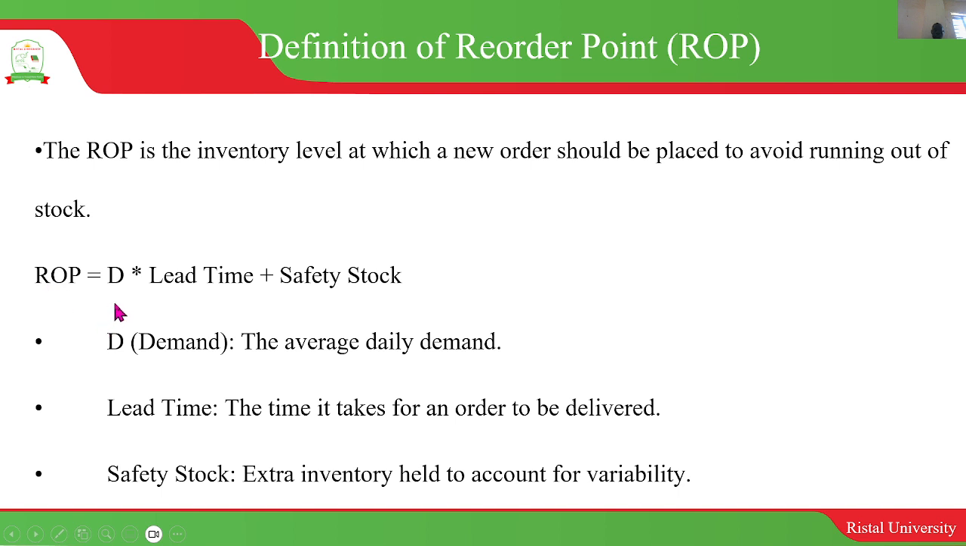So the ROP is calculated by the formula D times lead time plus safety stock. The D here is our demand, and the lead time, as we already mentioned, is the time taken from placing an order until the time the goods reach. This is the lead time, and then plus the safety stock. So if we have already quantified our demand and multiplied it by the lead time, then we add the safety stock. This should be enough to give us the definition of the reorder point.